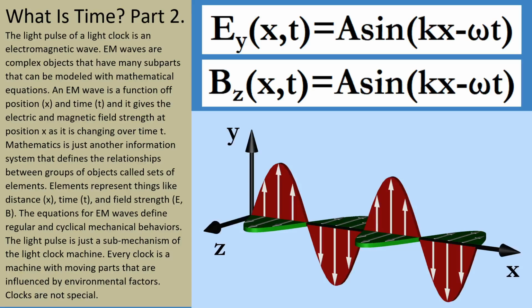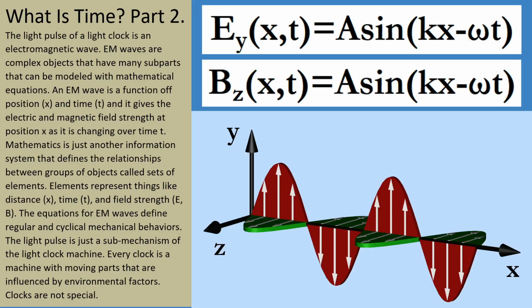The light pulse of a light clock is an electromagnetic wave. EM waves are complex objects that have many subparts that can be modeled with mathematical equations. An EM wave is a function of position and time, and it gives the electric and magnetic field strength at position x as it is changing over time t.